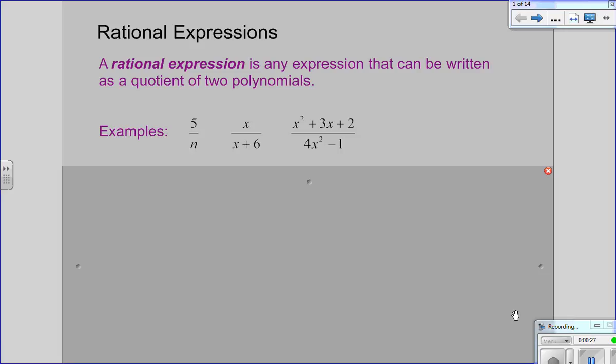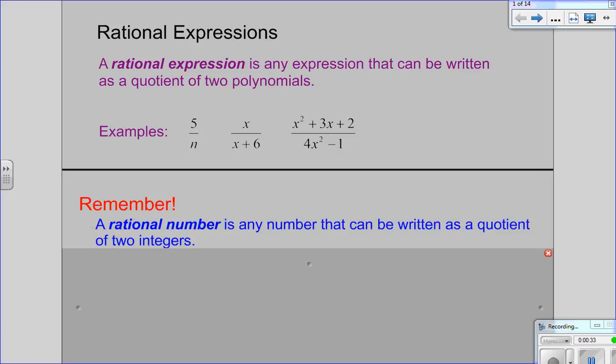And so throughout our work with rational expressions, we'll be dealing with fractions. Remember that rational expressions are related to a term that you may have heard before, a rational number. A rational number is defined as any number that can be written as a quotient of two integers. So you can see the similarities in the definitions of both rational numbers and rational expressions. For now, let's talk about rational expressions.